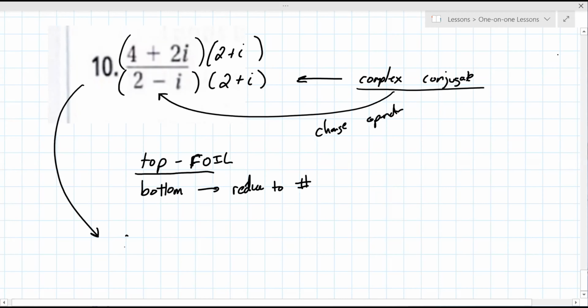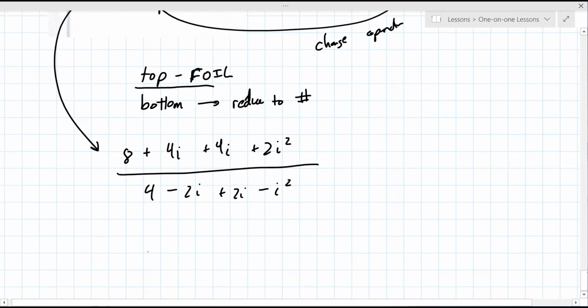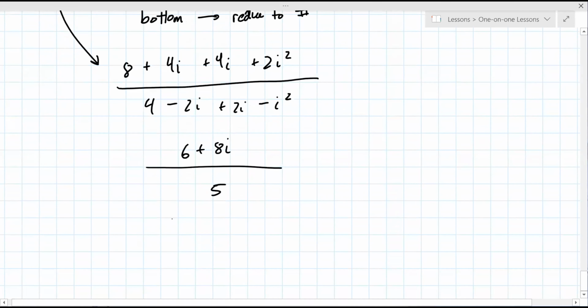So on the top, you get 8 plus 4i plus 4i plus 2i squared. On the bottom, you get 4 minus 2i plus 2i minus i squared. And you've correctly stated the bottom becomes 5. The top becomes 6 plus 8i, which I think is what you said. The last thing here is to write it as 6 over 5 plus 8 over 5 times i.